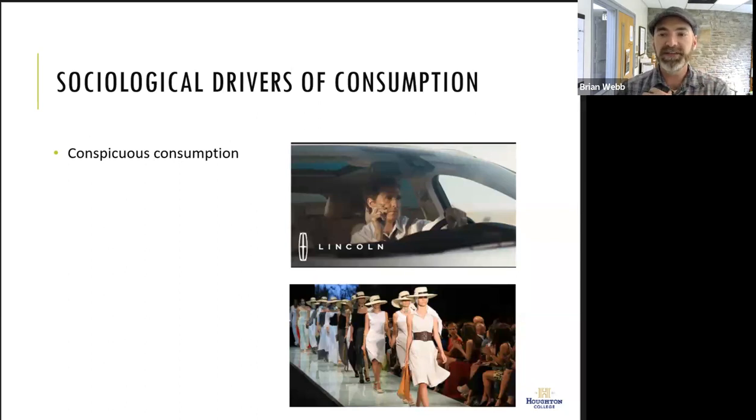First one, this idea of conspicuous consumption. In other words, we consume to display social power and status. Keeping up with the Joneses is a good way of thinking of this one.